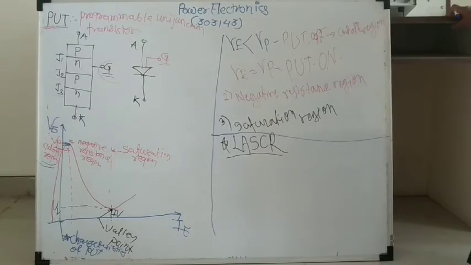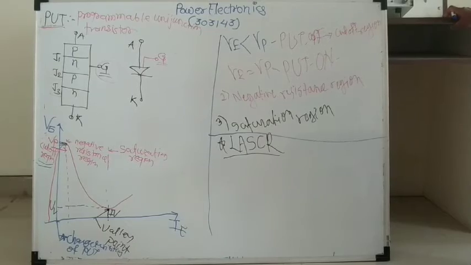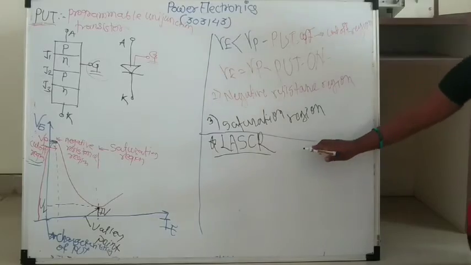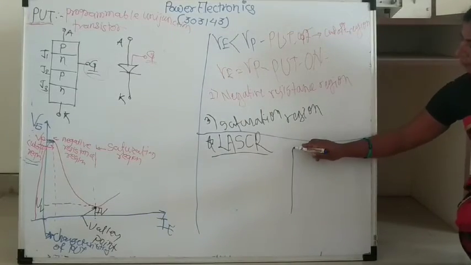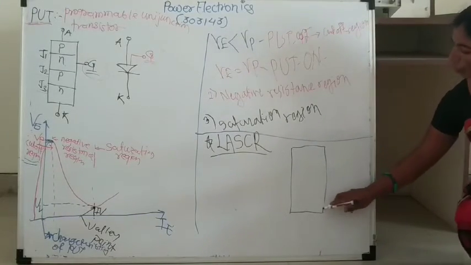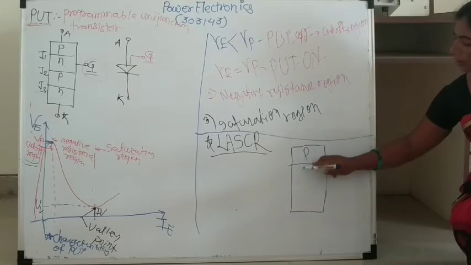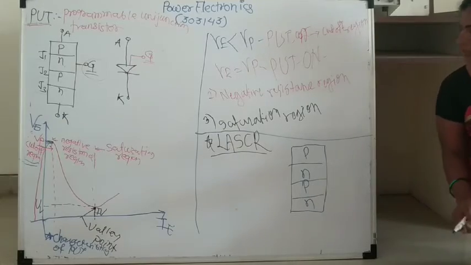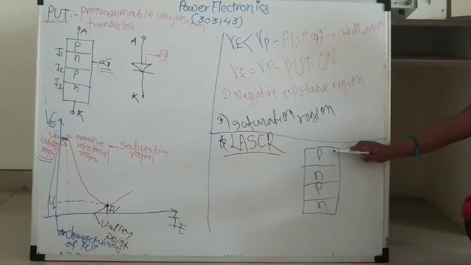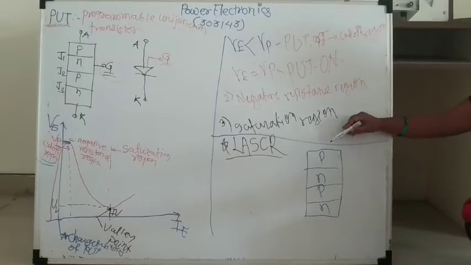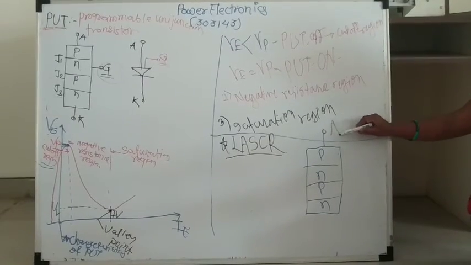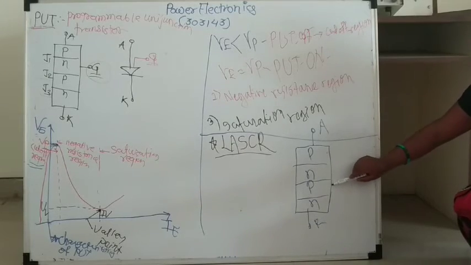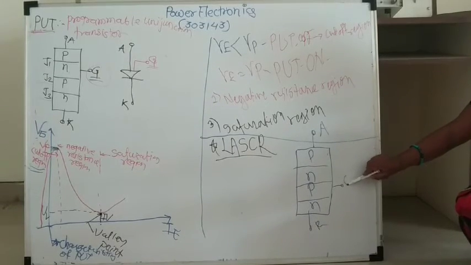Now its name indicates that it is a light activated silicon controlled rectifier. Means only one difference is there. I will show it by diagram. Here 4 layers are there, alternate P and N. Same construction will be there, having alternate layers of P and N. The SCR structure will be same as this. This is the anode terminal, this is the cathode terminal, and here at the P region your gate terminal is present.